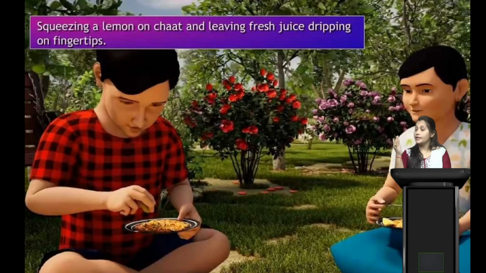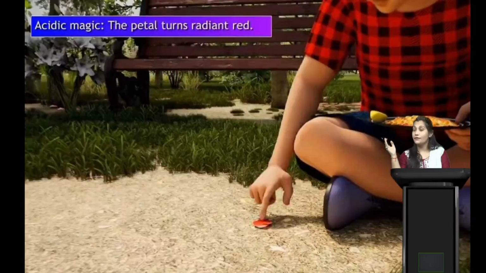And now what he did? Now with this finger, he touched the petal of a rose. And here it is given the acidic magic. The petal turns radiant red. Means as on his fingertip there was lemon juice, and he touched the rose petal with that finger and it turned radiant red. So it is saying acidic magic. Why acidic magic? Because we know lemon juice is acidic in nature. That's why it's saying acidic magic, because the petal turns into radiant red.